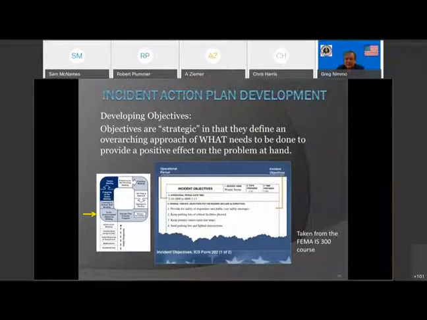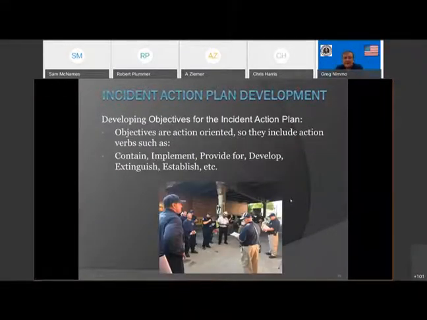No matter what IAP you write or what incident you go with, safety of responders and the public is always in the IAP. It is in every IAP. That is one of the things that we stress very heavily. Objectives have to be action-oriented.